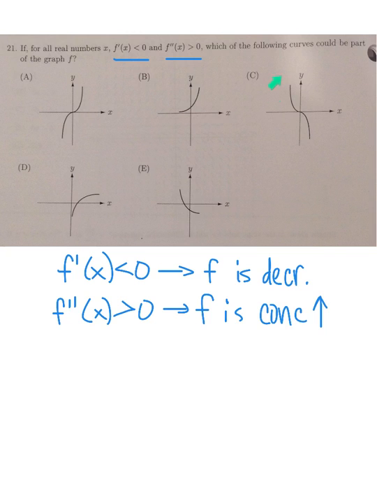So I'm looking for the picture that's decreasing, concave up. And as much as C is decreasing the whole time, do you see here it goes from concave up to concave down, so that can't be it. This guy's increasing all the time, so is this guy, so is this guy. But this one is decreasing, concave up. Okay, so answer choice C.